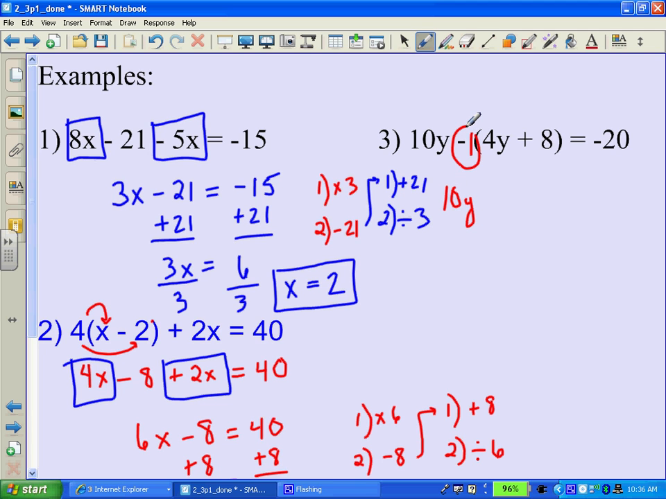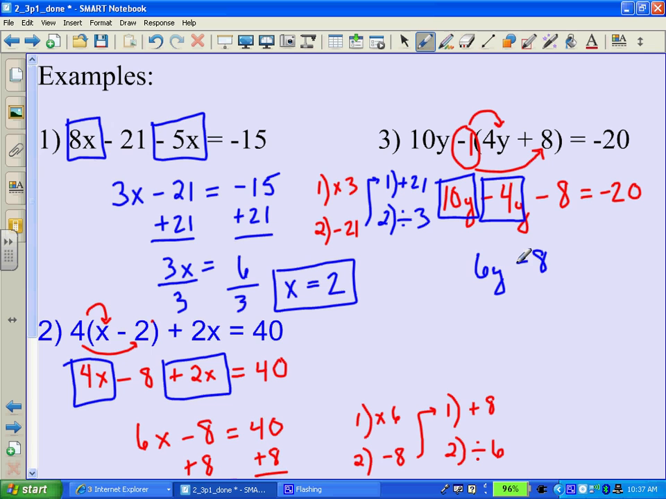Okay, so I still have my 10y. I'm going to take negative 1 here times 4y. That's going to give me negative 4y. And then I'm going to take negative 1 times 8. That's going to give me negative 8. Okay? So beware of these, when there's a negative sign in front of the parentheses. Then I've distributed now, so I gotta look for like terms. Well, I have 10y and negative 4y. So 10y plus negative 4y, 6y.